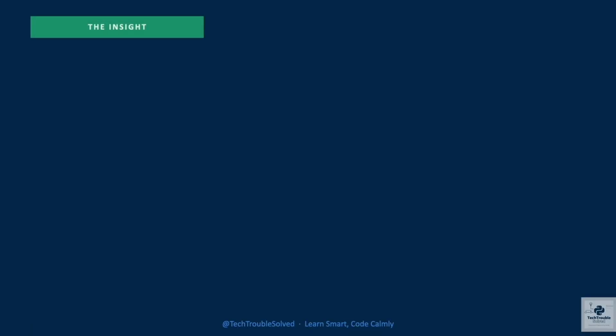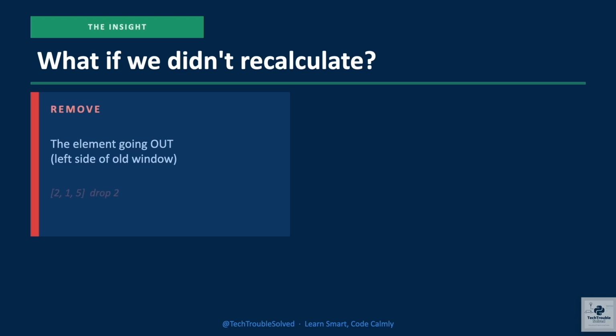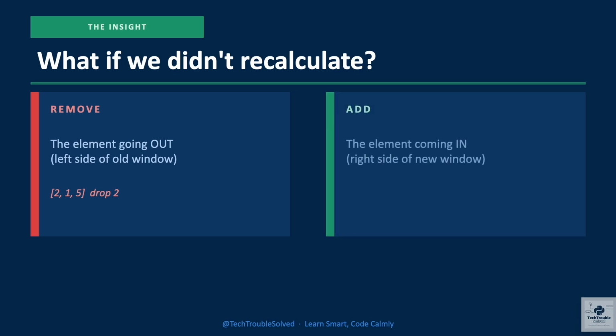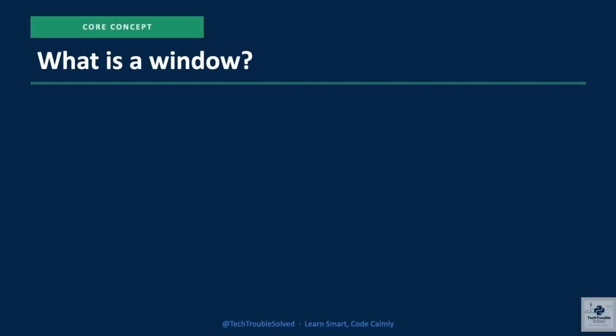Now here is the key shift in thinking. Instead of recalculating everything, we reuse previous work. Just like in two pointers where we moved pointers smartly, here also we move forward intelligently. From this window 2, 1, 5, we remove the element going out, which is 2, and we add the element coming in, which is 1. Now we get the next window 1, 5, 1. That's it. We did not recompute the full sum. We just updated it.